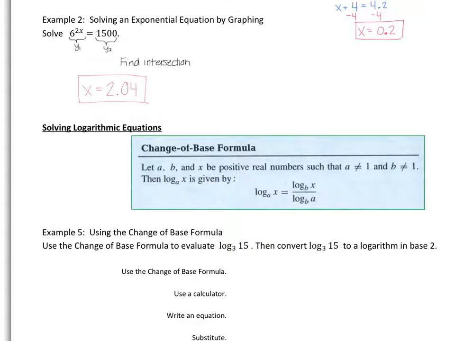So that example 2, the graphing one, you don't have to graph on your paper, just on your calculator. That'll get you through the 16. So that's 13 through 16 off.